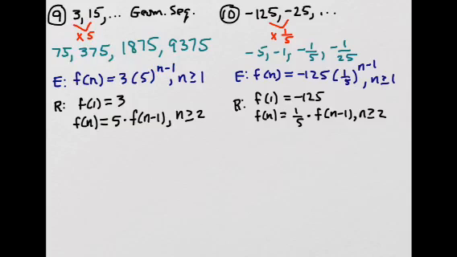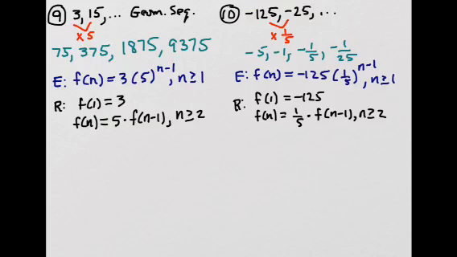So for number 10, to get the common ratio, you could put negative 25 over negative 125, and you get 1 over 5 after you reduce it. So you multiply negative 25 times 1/5, and you get negative 5. Then negative 5 times 1/5 gives you negative 1. Negative 1 times 1/5 is negative 1 over 5, and then times 1/5 gives you negative 1 over 25.